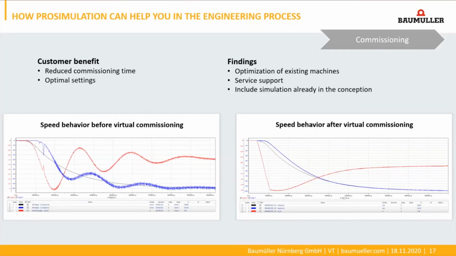The findings of this application are: with ProSimulation, we can also improve and optimize existing machines. We can support the service by simulating the problem and identify possible solutions. The most important thing, however, is the realization that simulation should already be integrated during the conception phase of a new machine, in this case the engineering step, mechanical construction. In order to identify such problems at an early stage, to point them out to the customer, and to identify possible solutions.